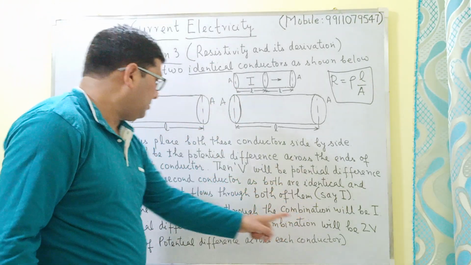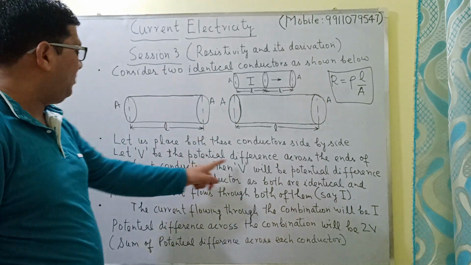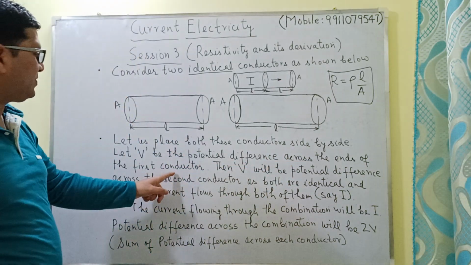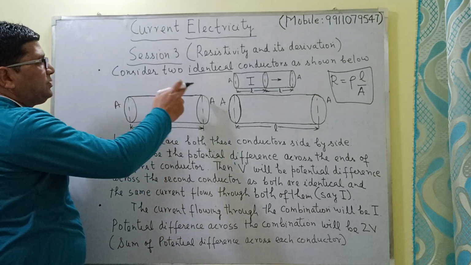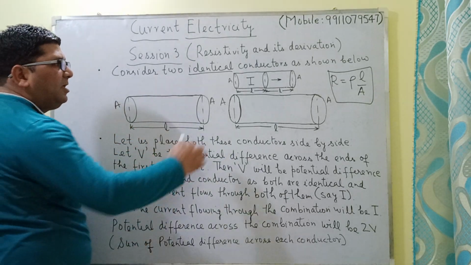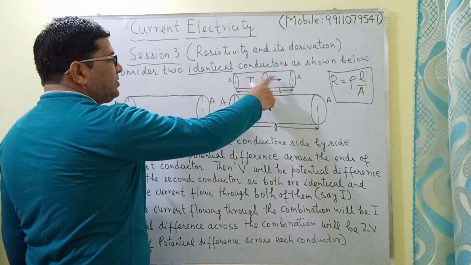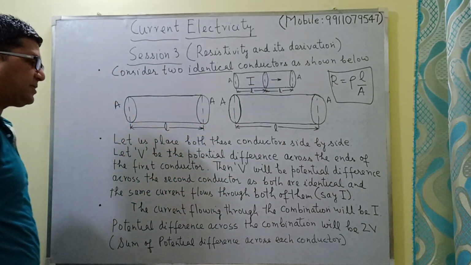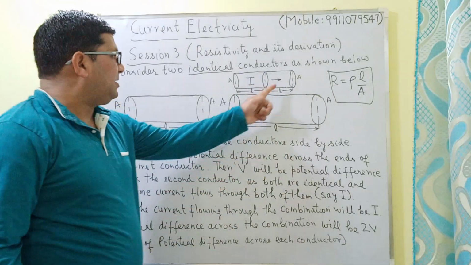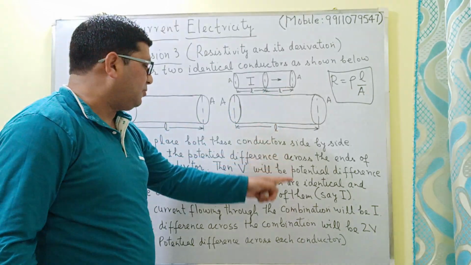Now I have considered the potential difference across the first conductor as V. Here let V be the potential difference across the ends of the first conductor. Since both conductors are identical in nature and the current flowing in both is the same, the potential difference across the second conductor will also be equal to V.